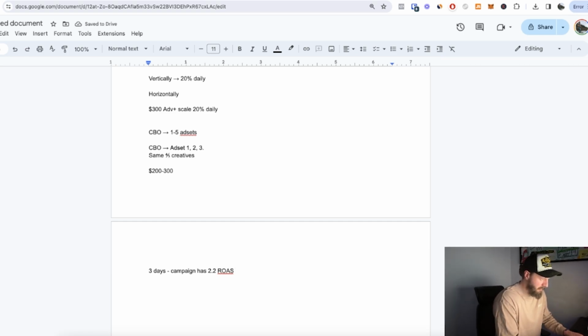So after 3 days, it has 2.2 ROAS. Then I would start increasing it 20% daily if the performance the day before is good. 20%. And I would also dupe it into a higher budget. So let's say you have $200, I'd dupe it into $400.